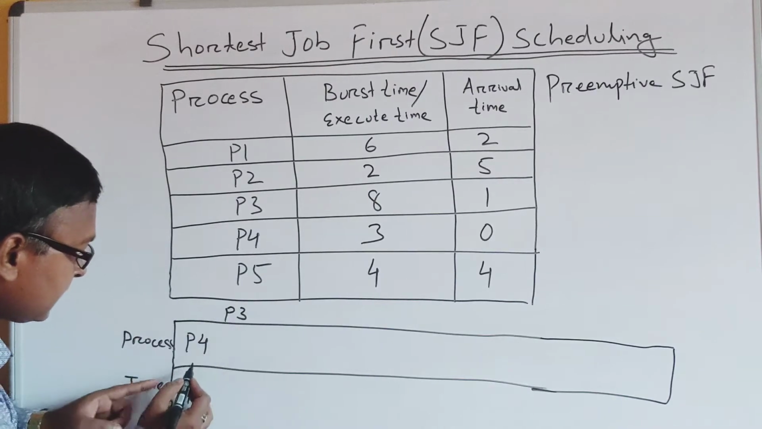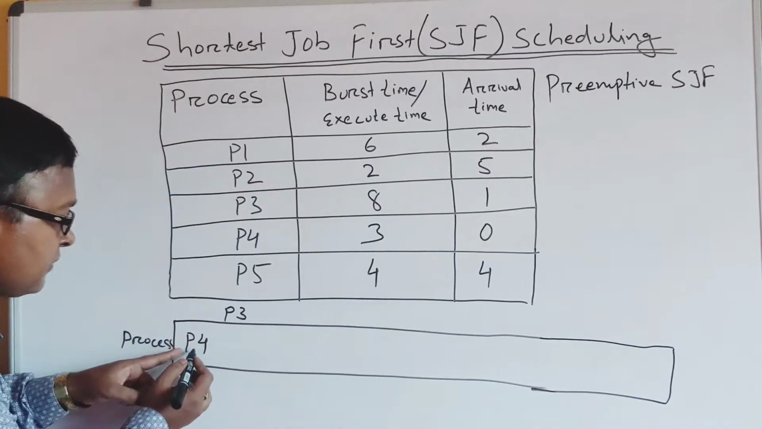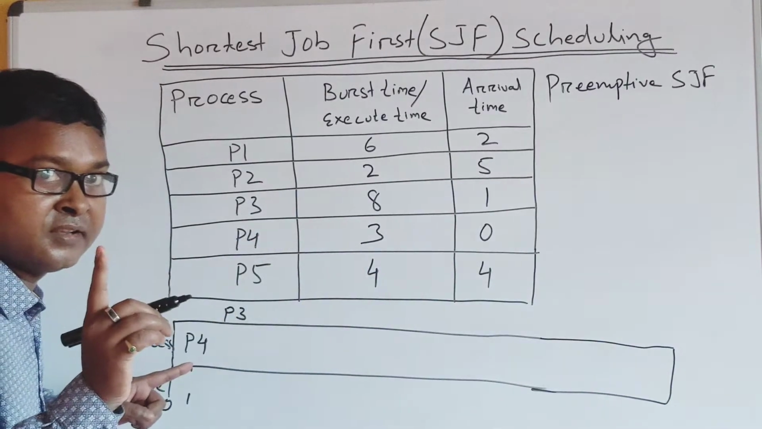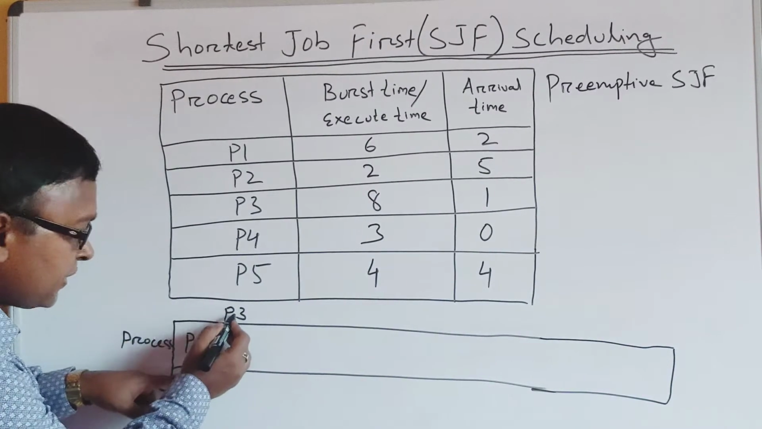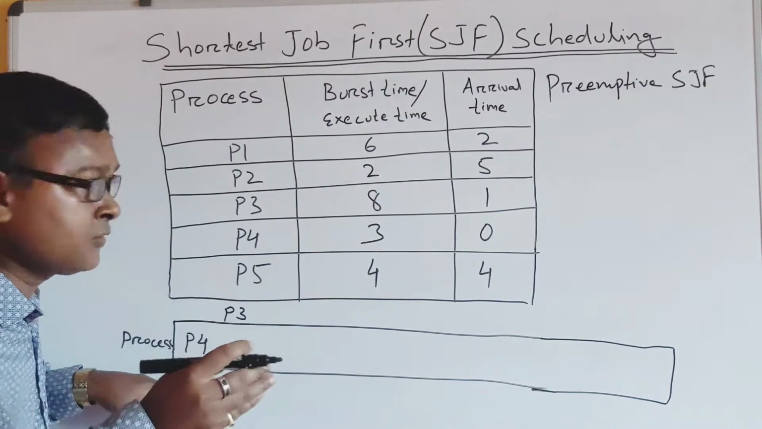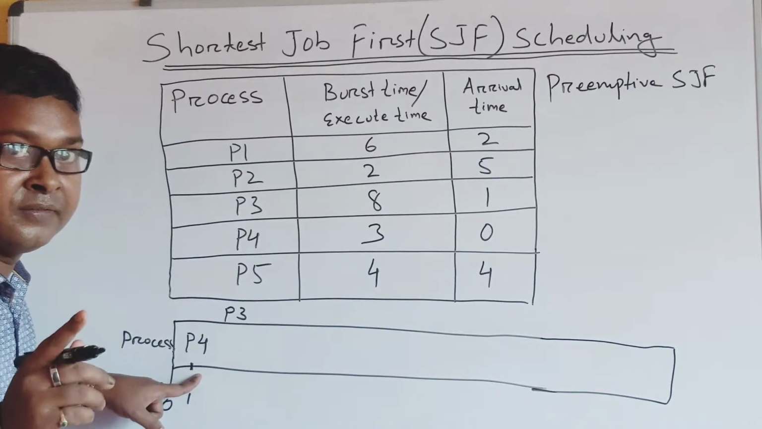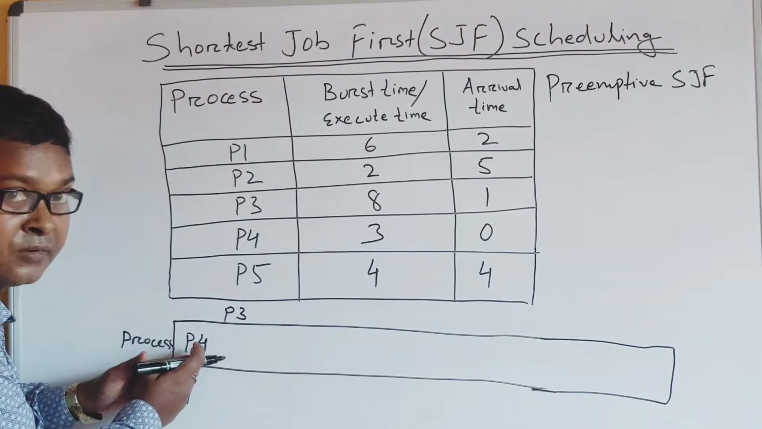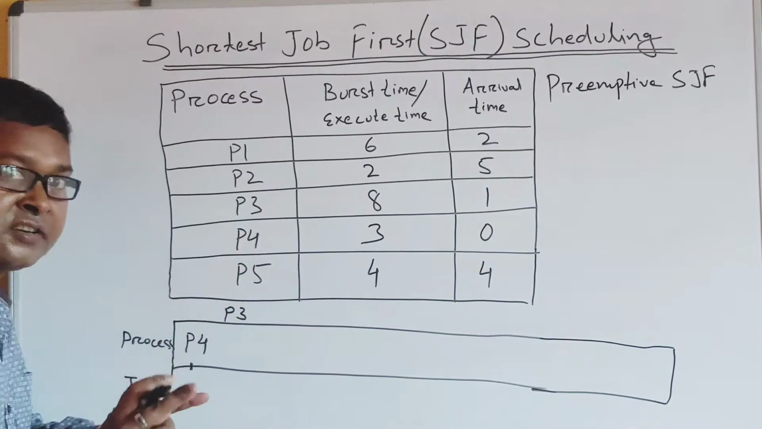When P3 enters, P4 has already completed 1 unit of time. The remaining time for P4 is 2 units, still to complete its execution. So at this particular point, P3 enters. What is the P3 total execution time? 8 units of time. So which one is the shortest job right now? Still 2 units are left for P4. P3 is 8 units. So P4 is the shortest one.